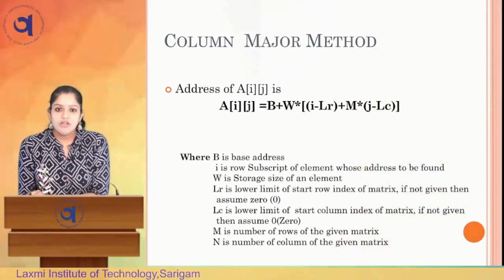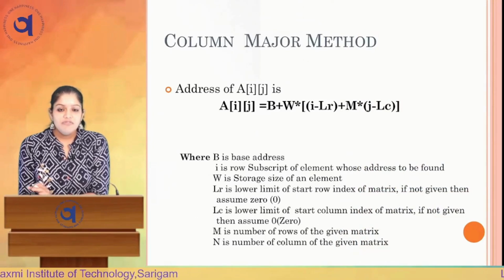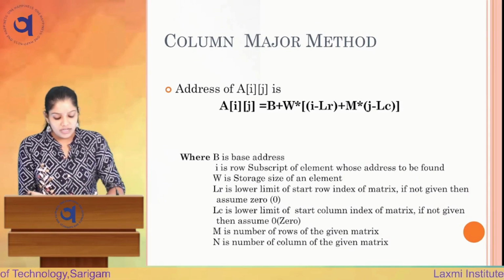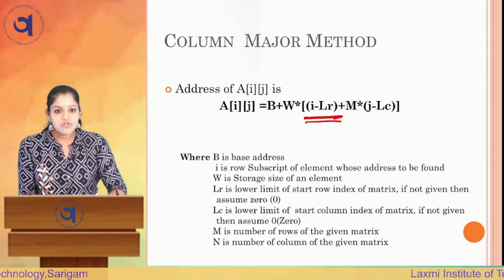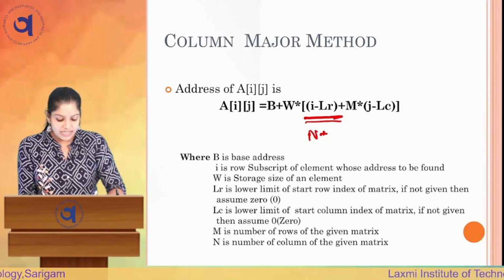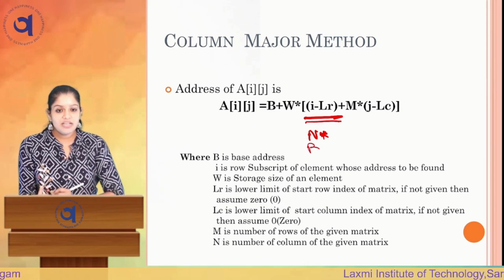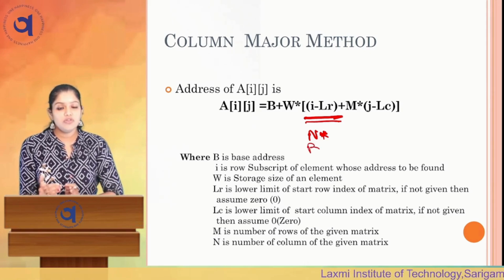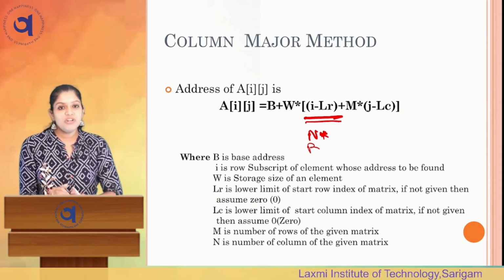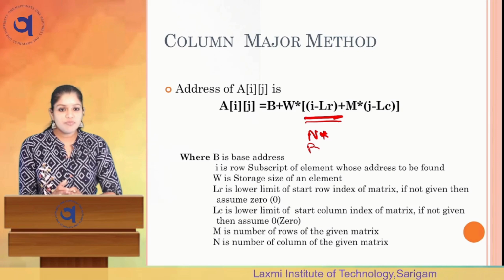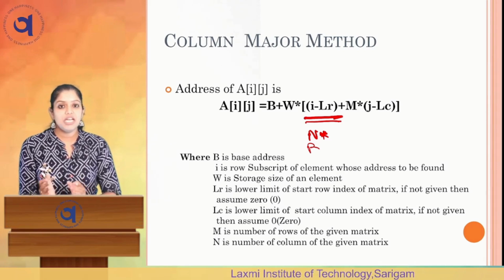Now, we have the column major method. It is almost the same formula; the only difference is that previously we had n into, which is for the row major method, where we multiply the number of columns with i. Here we are considering the column major method, so we need to multiply the number of rows with the column index, that is, j.